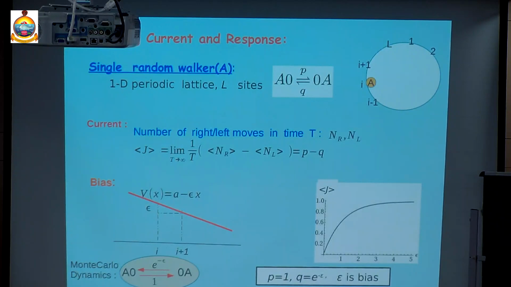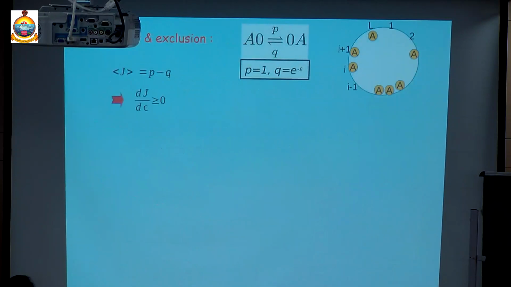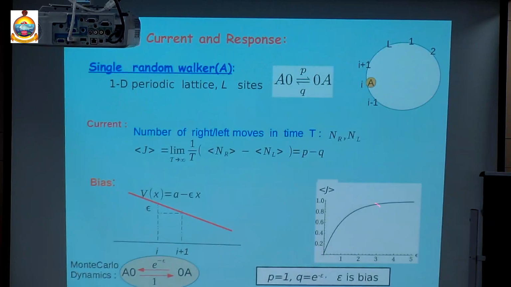Okay, next ones. So this doesn't work, right? Our task is to look at models where the response of the current can be negative. If you put a bias this way, the current will be negative. The slope is negative. So this is not the one.